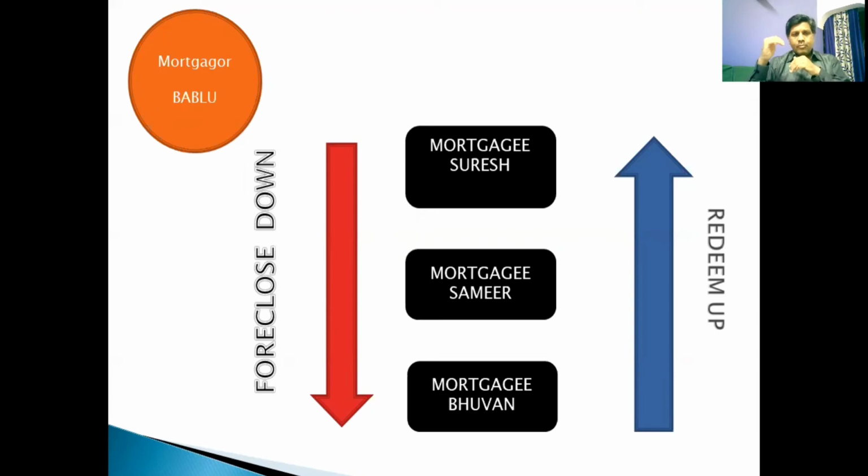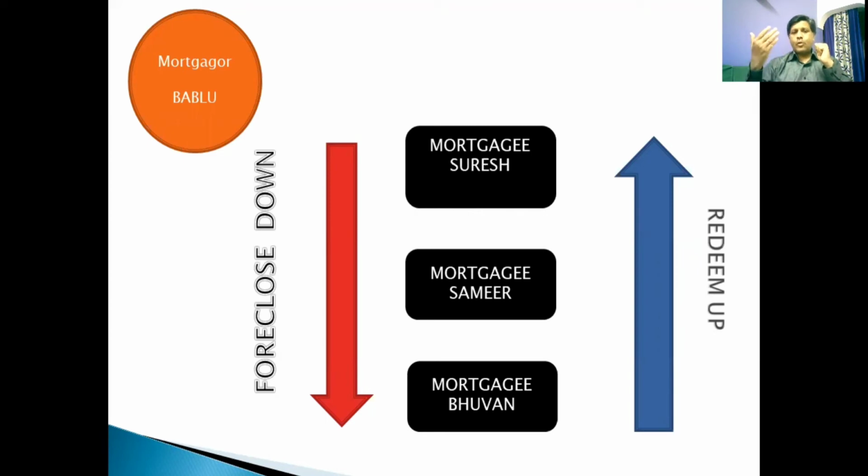So, what is the right of the mortgagor against these persons? He has the right of redeeming them: he can redeem them by payment of the mortgage money. And what is the right of the mortgagees against Mr. Bablu? They can foreclose. Suresh can foreclose, Samir can foreclose, and Bhuvan can foreclose.